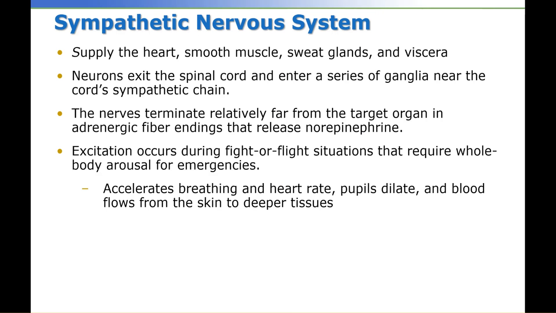Sympathetic nervous system. Okay, so let's talk about it again. It supplies the heart, smooth muscle, sweat glands, and viscera. Neurons exit the spinal cord and enter a series of ganglia near the cord, the sympathetic chain. Nerves terminate relatively far from the target organ, in adrenergic fiber endings that release norepinephrine.